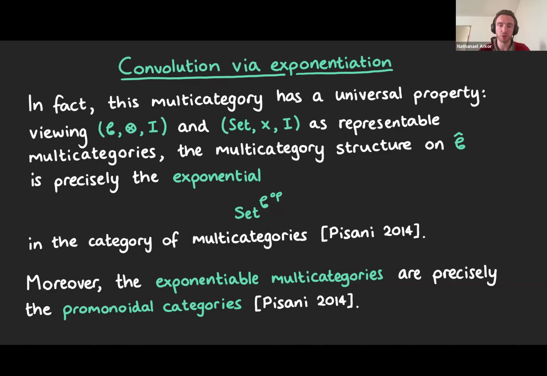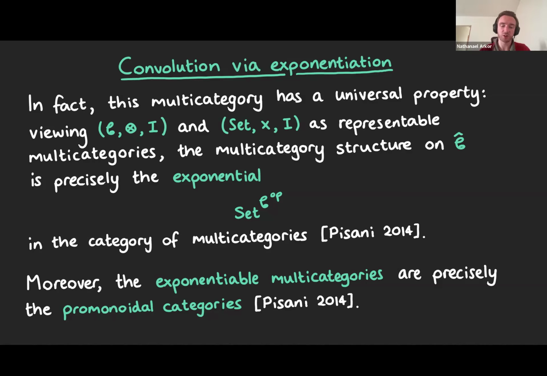And in fact, you can say even more than this. While not every multi-category is exponentiable, it's possible to characterize the multi-categories that are exponentiable, and they turn out to be precisely the promonoidal categories. Now, I'm not going to recap what a promonoidal category is, but if you're familiar with convolution, you've probably come across the statement that, in fact, you can define this tensor product on a presheaf category, not just for monoidal categories, but also promonoidal categories. That was the setting in which Day originally worked. And this gives a very nice conceptual explanation for why convolution works for promonoidal categories.